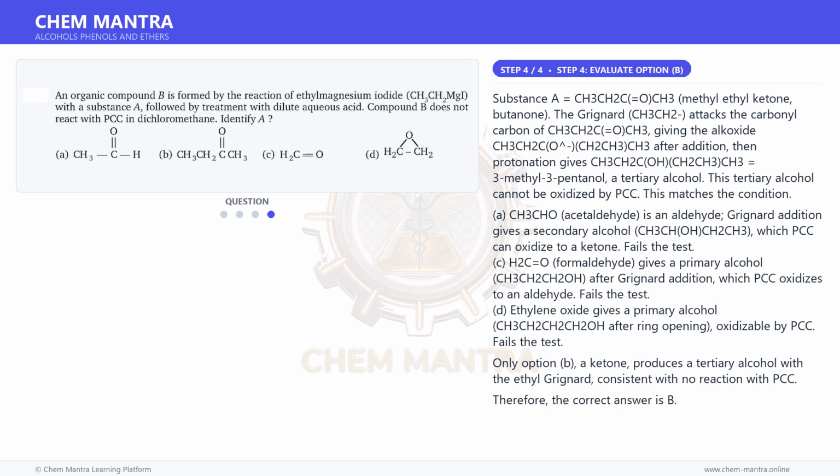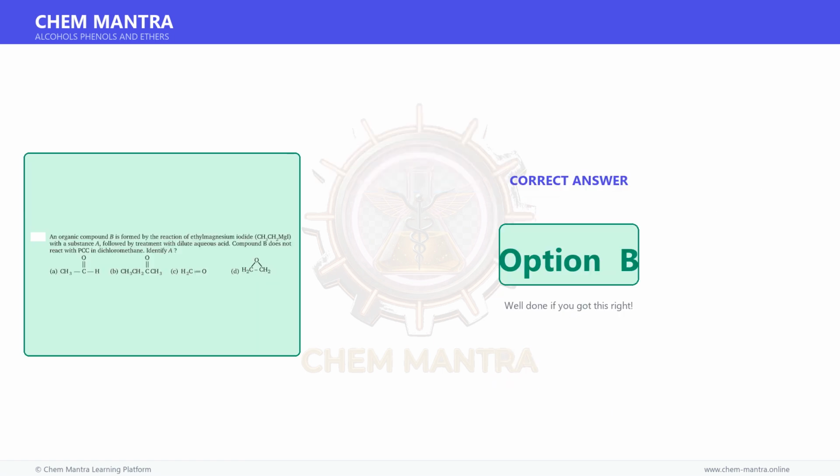Fails the test. D. Ethylene oxide gives a primary alcohol, CH3CH2CH2CH2OH after ring opening, oxidizable by PCC. Fails the test. Only option B, a ketone, produces a tertiary alcohol with the ethyl Grignard, consistent with no reaction with PCC. Therefore, the correct answer is B. Therefore, the correct answer is option B.